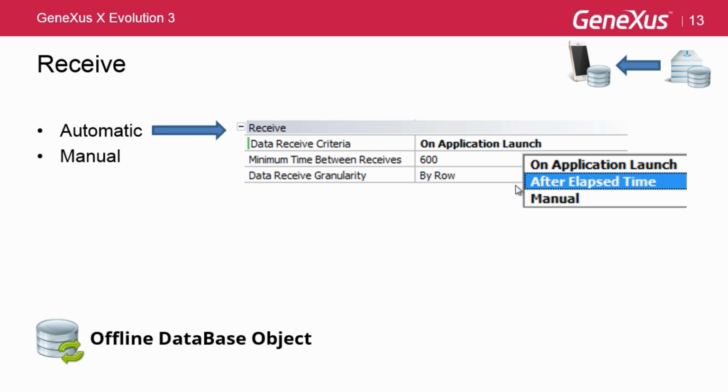What happens when I set the data receive criteria property in after elapsed time? This property is supplementary to the other one, so a data receive will be done every time that 600 seconds have elapsed from the last time that I received data. So it supplements the other property.